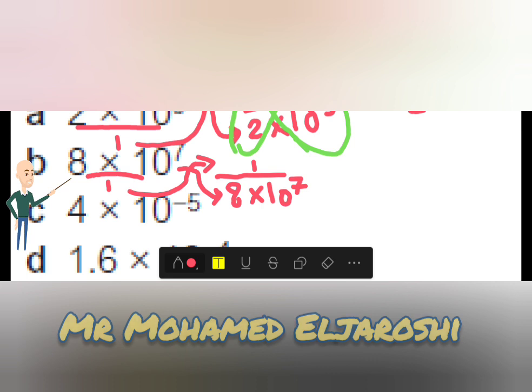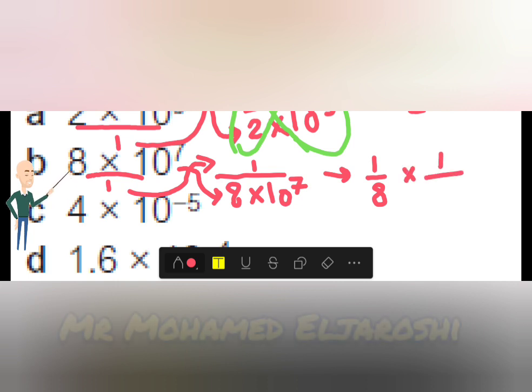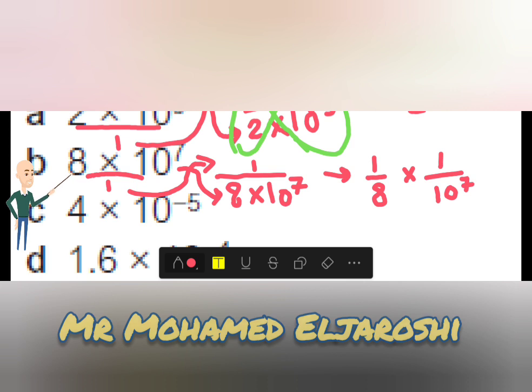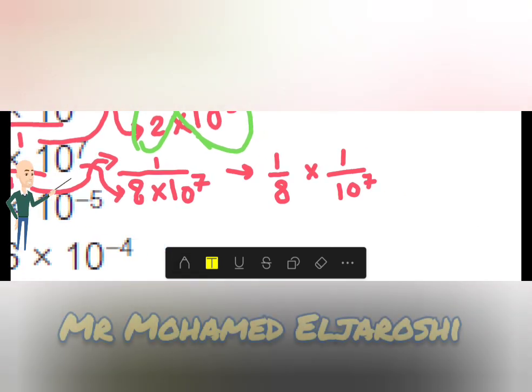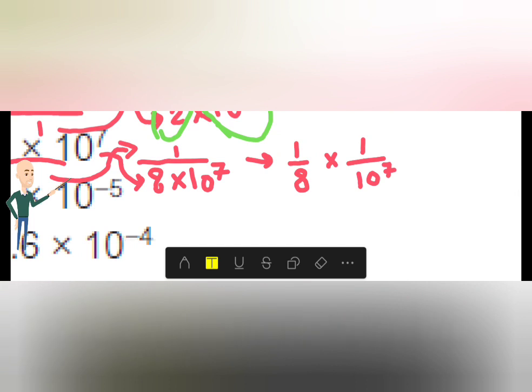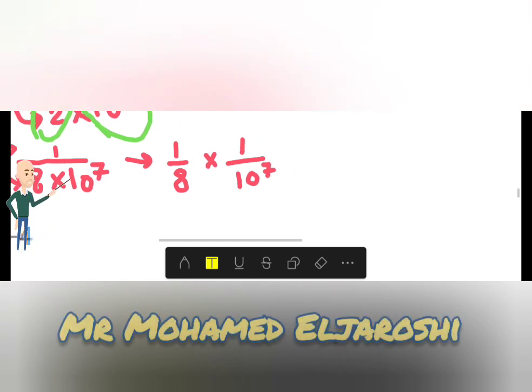In which I write 1 over 8 multiplied by 10 power of 7, and it will give me the answer. Now, let me follow the same steps on top, same idea. I'm going to say it's 1 over 8 multiplied by 1 over 10 power of 7. Then I can use the calculator to find 1 over 8. So 1 divided by 8 equals 0.125.